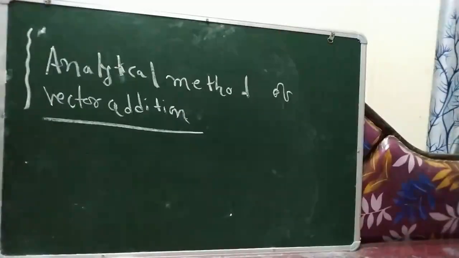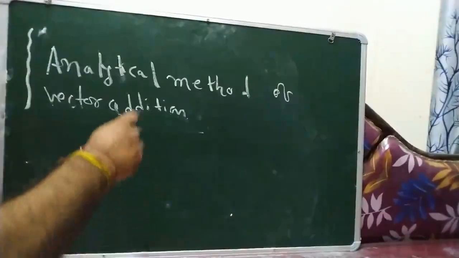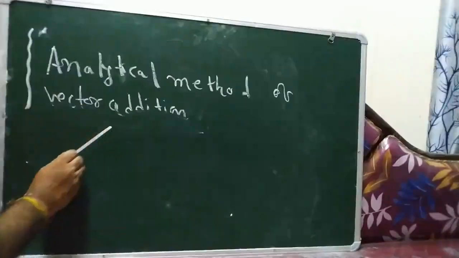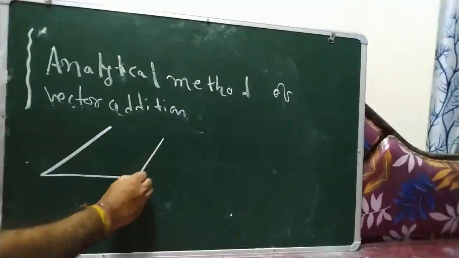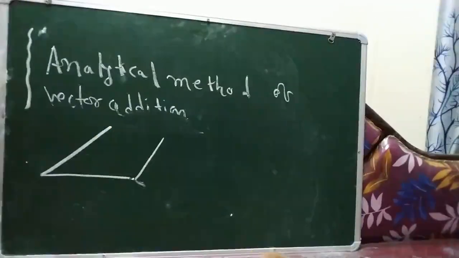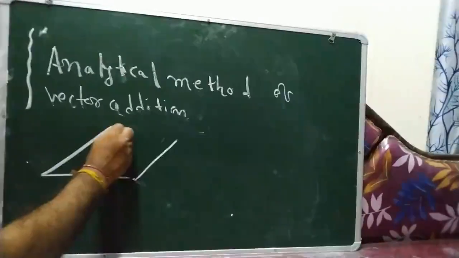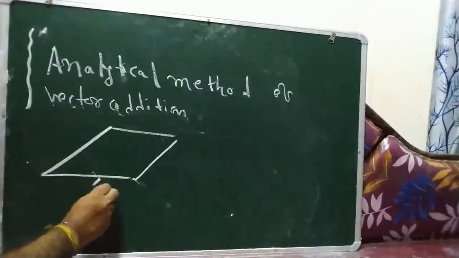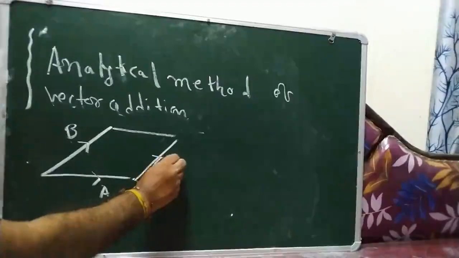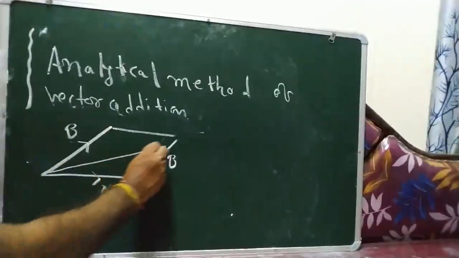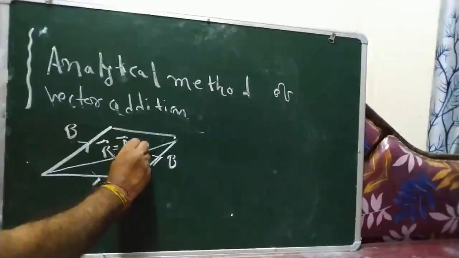So basically, suppose a parallelogram. Okay, so this is vector A, this is vector B. Then A vector and B vector, then this is the resultant. The resultant vector, R equal to A plus B.